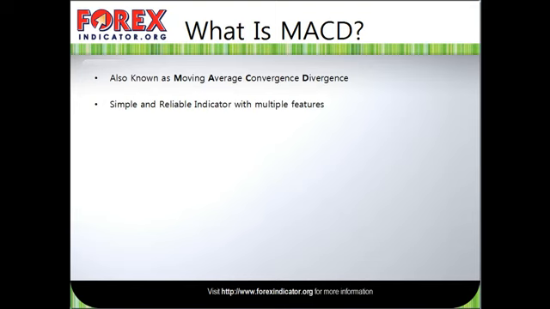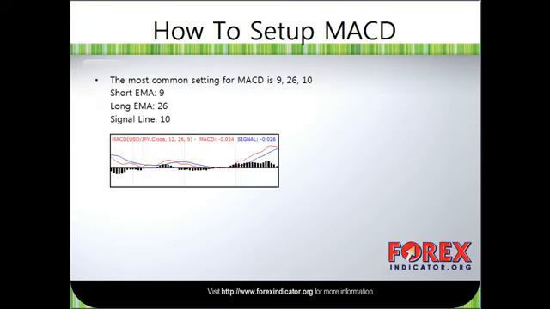So next, let's see how I set up my MACD indicator. Most of the time, we just use the default setting from our brokers, and the default setting is actually 9, 26, 10. So what does it mean? It means that you have a short EMA of period 9, that means 9 candles. You have a long EMA, which is 26 candles, and a signal line.